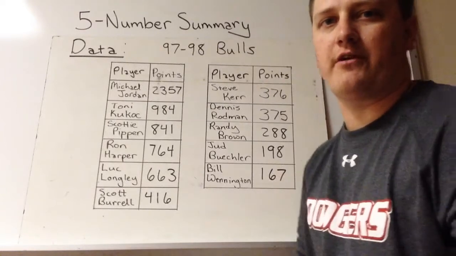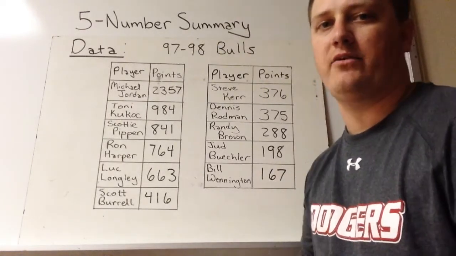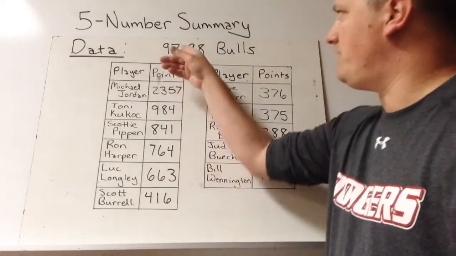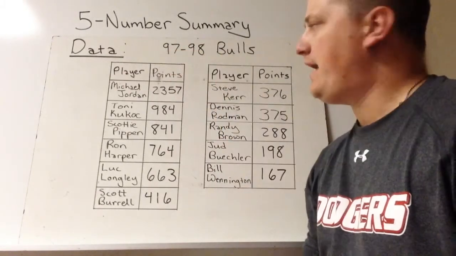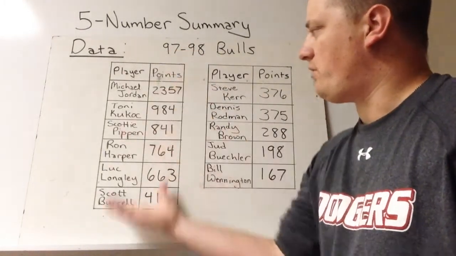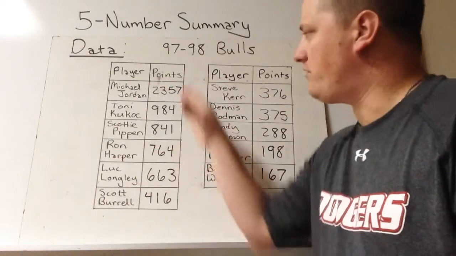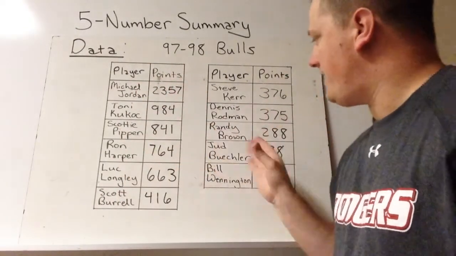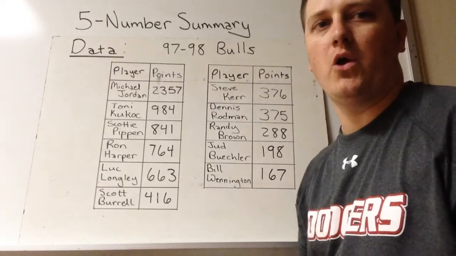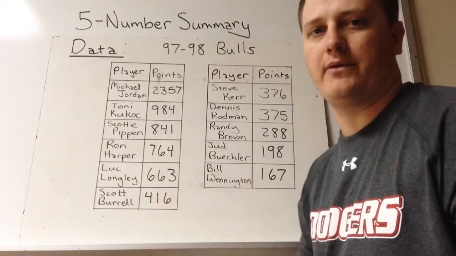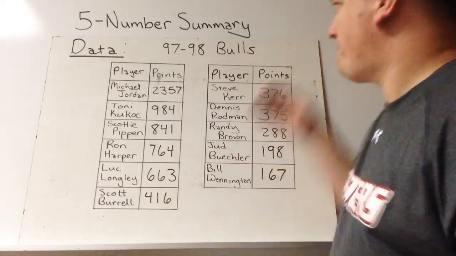First thing that you need for a 5-number summary is you need data to work from. So what we're going to use is the 97-98 Bulls. And for the Bulls, we're going to look at their points. So here I have all the players and how many points each player scored. We're going to focus on the points and not really worry about the names.